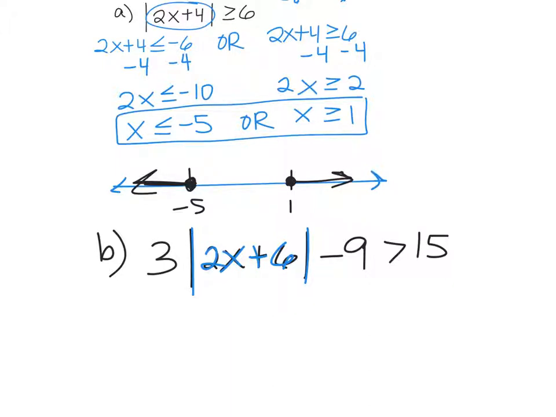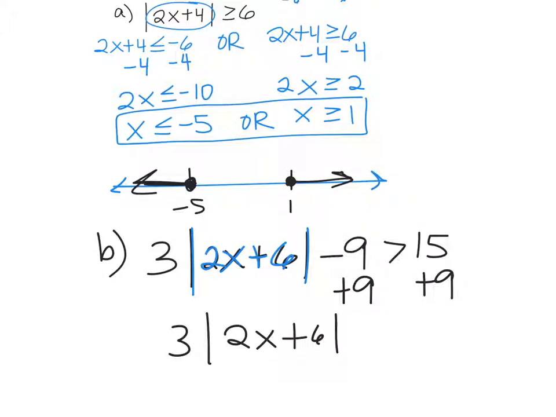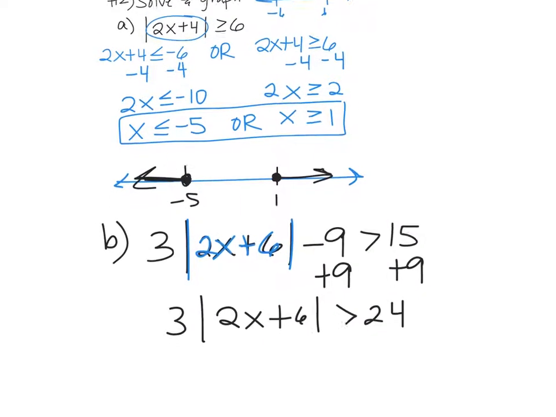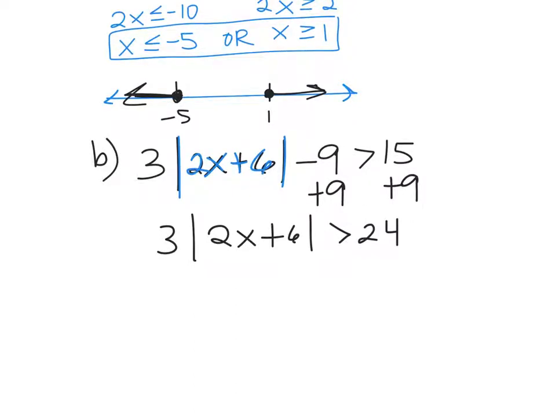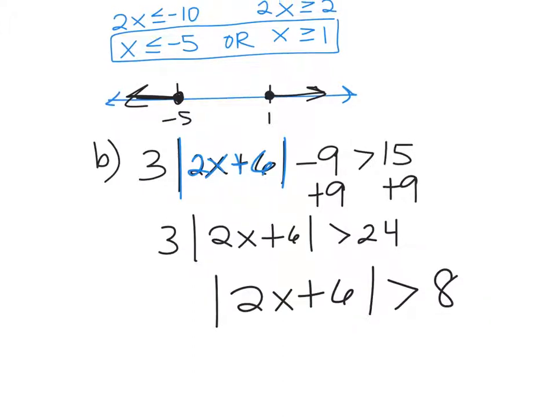So what's our first step? Yes, we add the 9. Add the 9 first. Do not distribute that 3. You're not allowed to do that. So 3 times the absolute value of 2x plus 6 is greater than, what is that, 24? Yeah, 24. Now, what do you got? Divide by 3. So absolute value of 2x plus 6 is greater than 8. Now, if you want to do that first step in your head, that's great. Okay, you're in Algebra 2 now. You can probably figure that out.